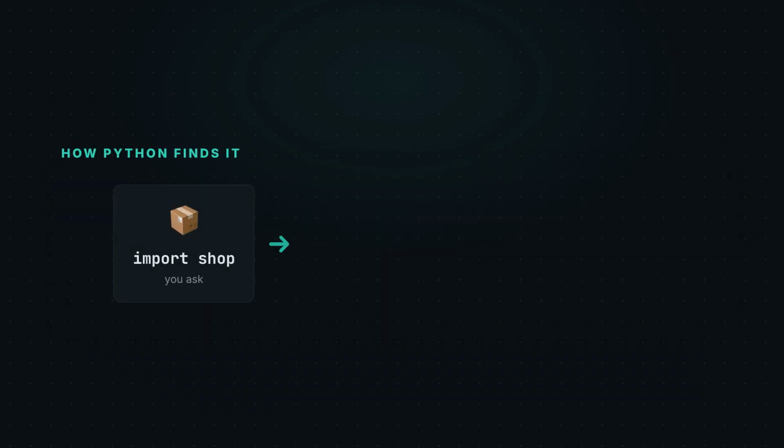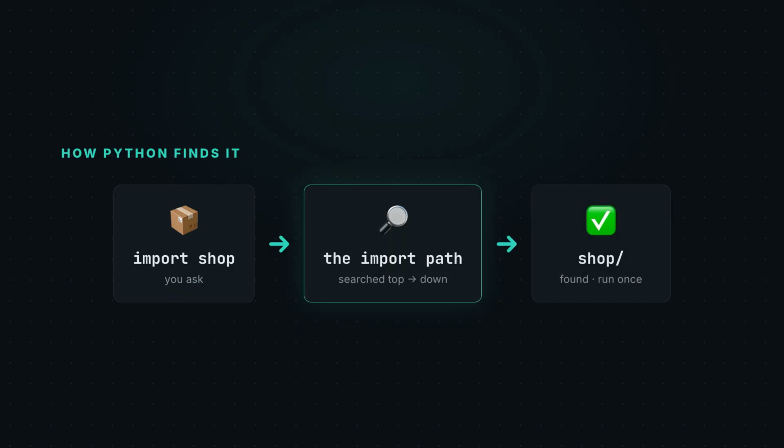So where does it look? When you import shop, Python walks a list of places, top to bottom, your project first, then installed packages. The first match wins. It runs that file once, remembers it, and hands it back. No magic. Just a search.